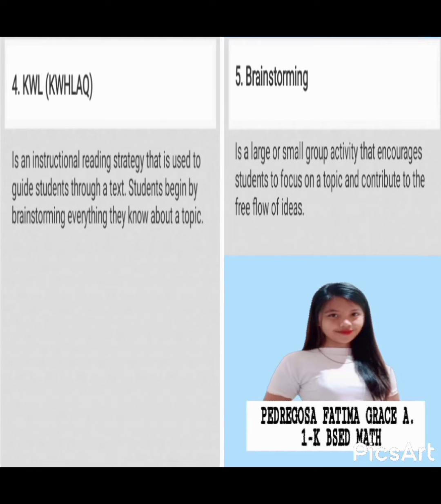So the fourth one is KWL, in which K stands for know, W stands for what, and L stands for learned. So KWL is an instructional reading strategy that is used to guide students through a text. Teachers will use this effective way to read with purpose. Students or the readers are first asked to consider what they already know about the subject before they read the material.